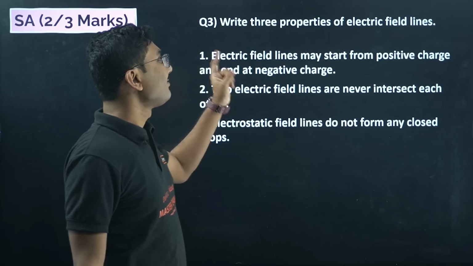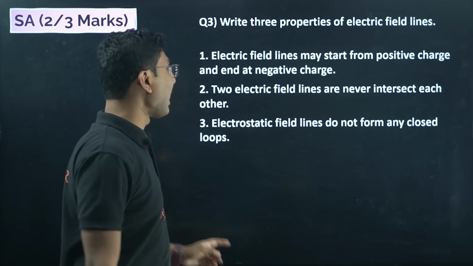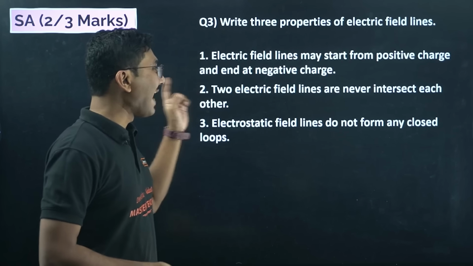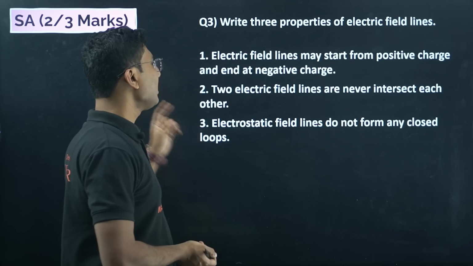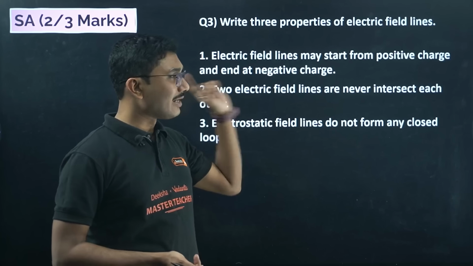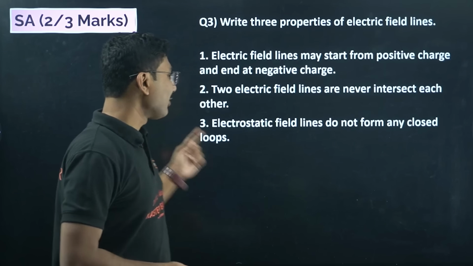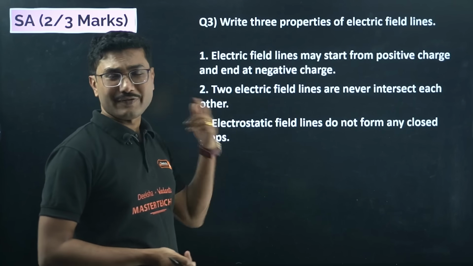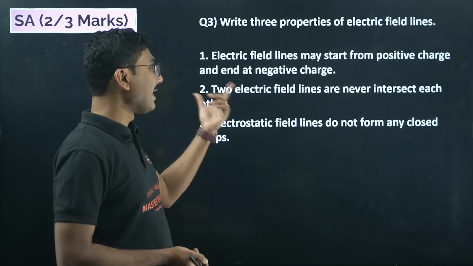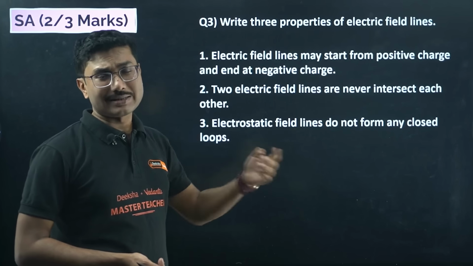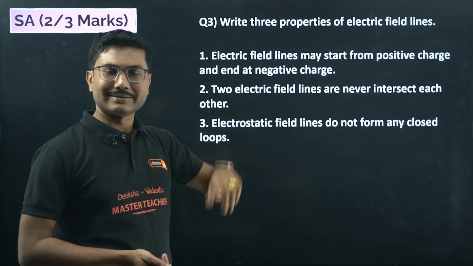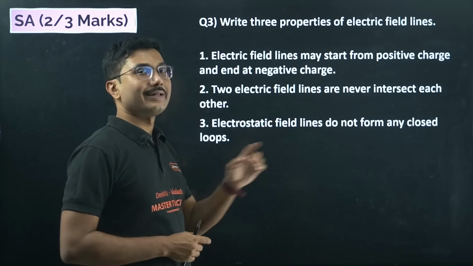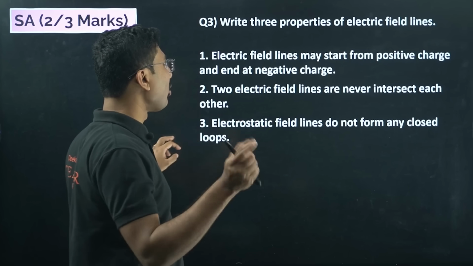Next, write three properties of electric field lines. Electric field lines start from a positive charge and end at a negative charge. Okay, clear? Two electric field lines never intersect each other. Electrostatic field lines do not form any closed loops. In case of magnetic field lines, there is a small difference: they start at the north pole and end at the south pole, but inside the magnet they go in the opposite direction. Okay, and they form closed loops. So that is a small difference.